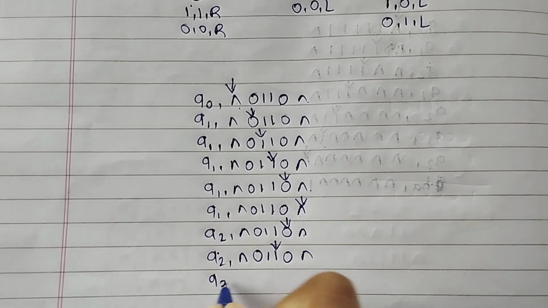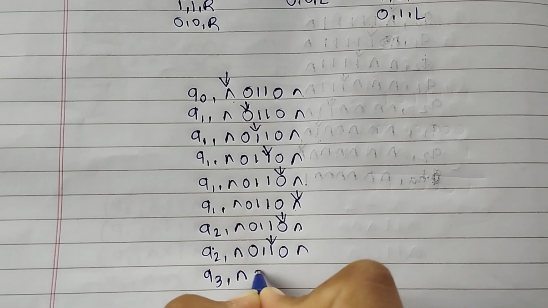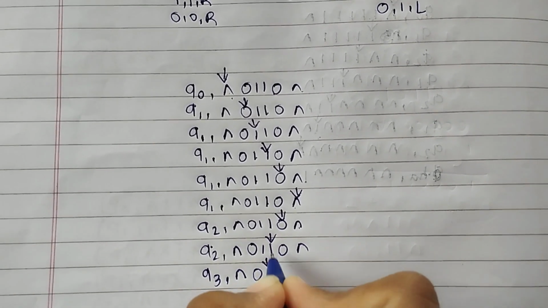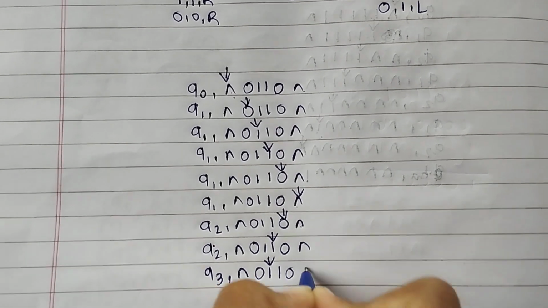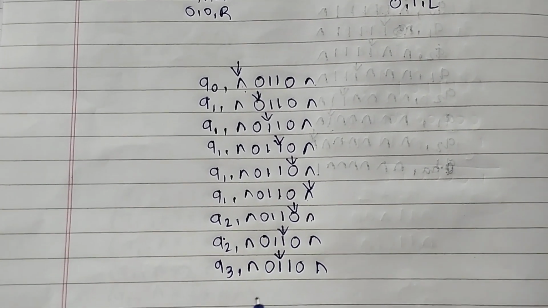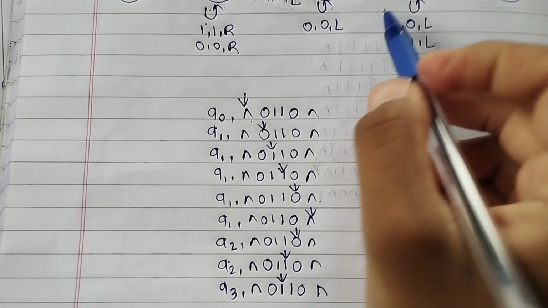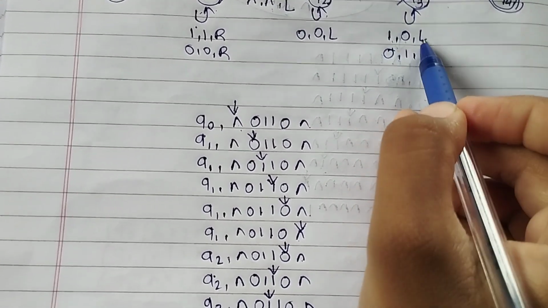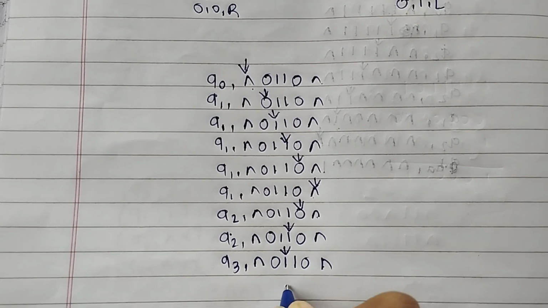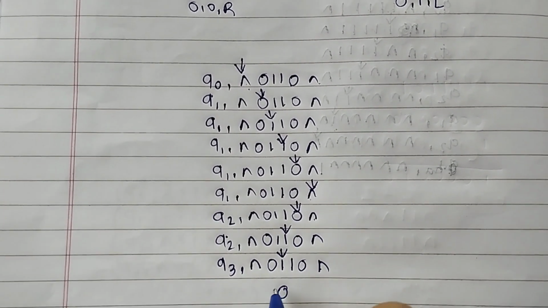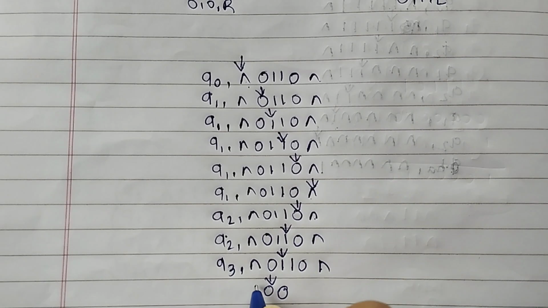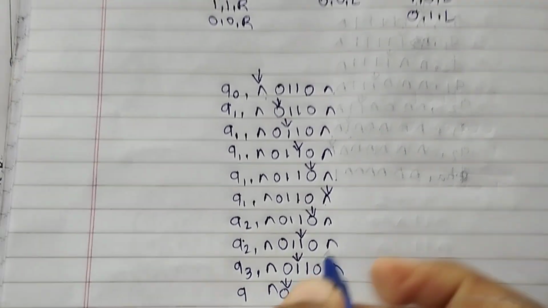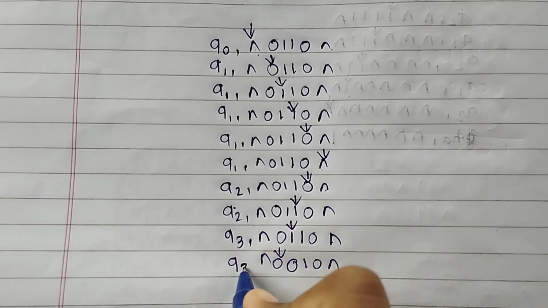And we are in the Q3 state. Q3 state, null 0 1 1 0 null, and now we are here on the left side. Now in the Q3 state, if you read 1, then change this 1 to 0 and move to the left. So here: null 1 0 null. And now we are in the Q3 state itself.